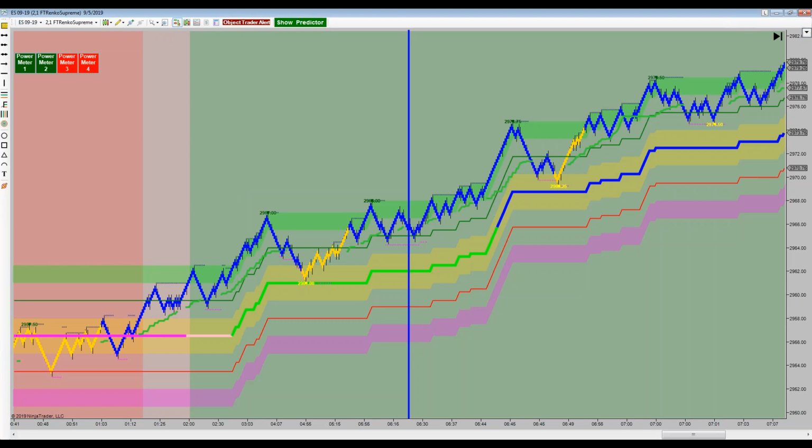Range bars. Hold on, stand by. Got the wrong bar type up here. Give me a second, please. Yeah, we use range bars. I think I had the wrong bar type. Let me fix that.